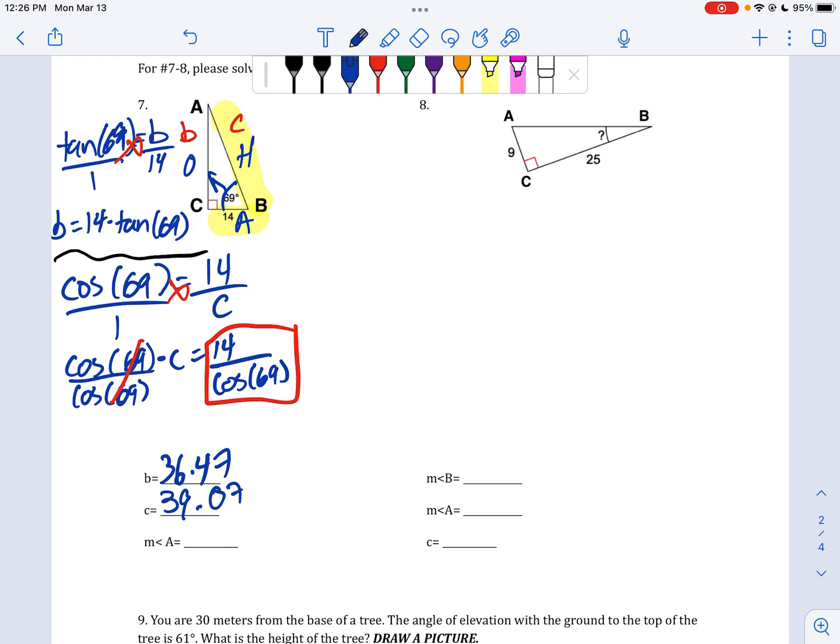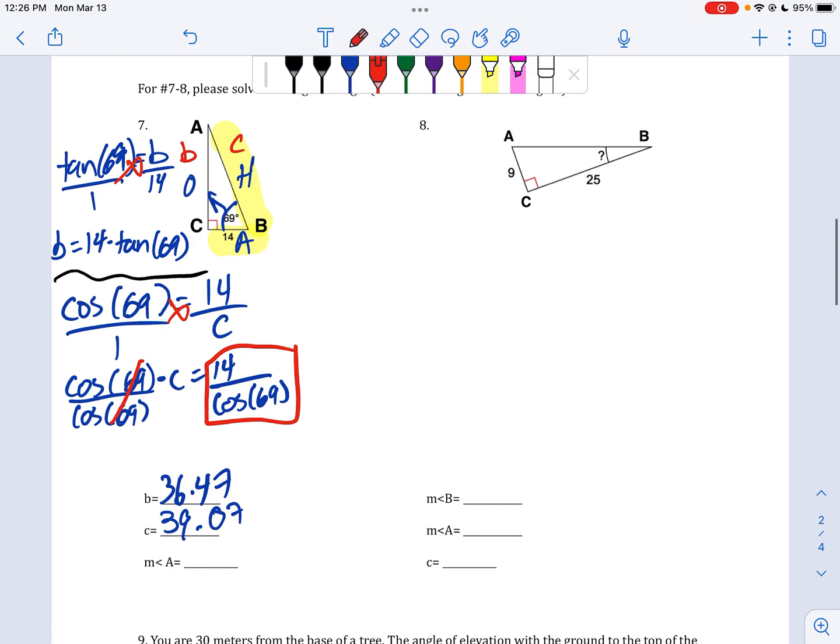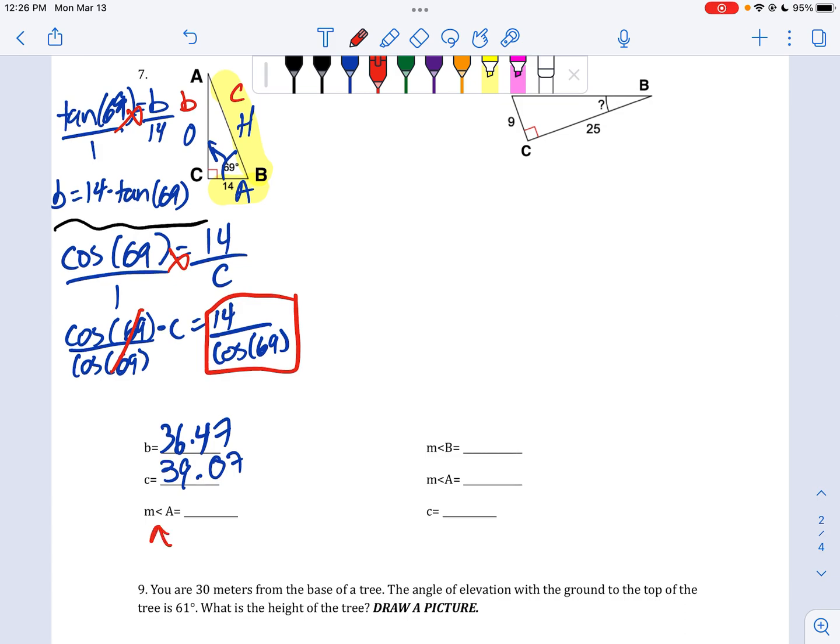Angle A, well, I know 2 angles in my triangle, so I can subtract from 180 to find the other one. I do 180 minus 90 minus 69 and get 21 degrees.